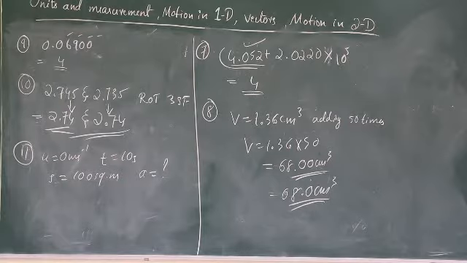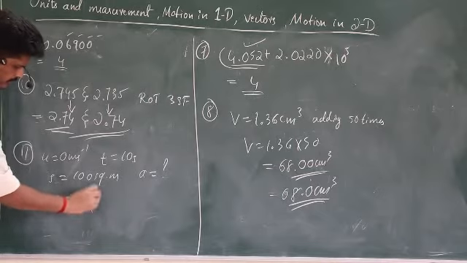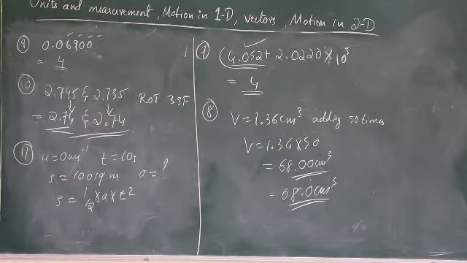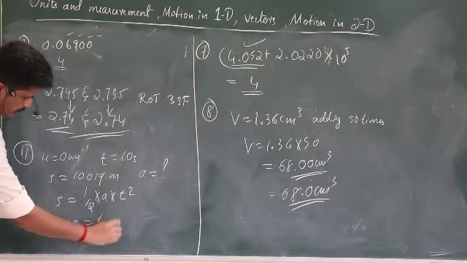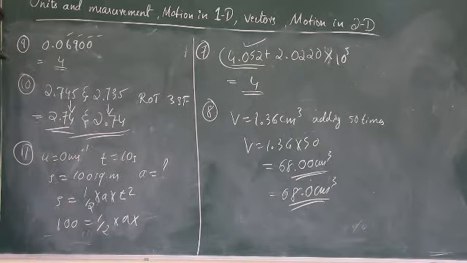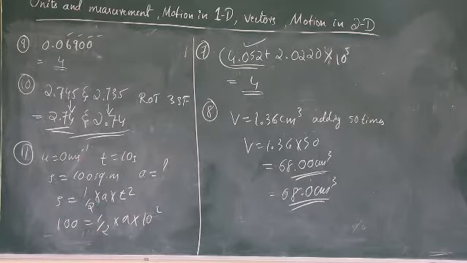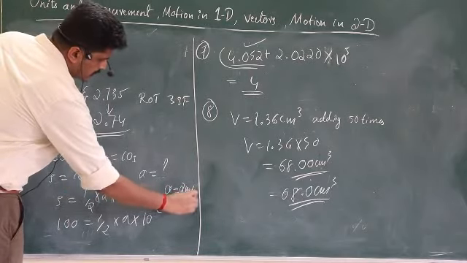Starting from rest, S equals ut plus half a t square, and u is 0, so ut is 0 times t, 0. This is the basic formula I have substituted. So 100 equals half into a into 10 square. Finally, a is equal to 2 meter per second square.